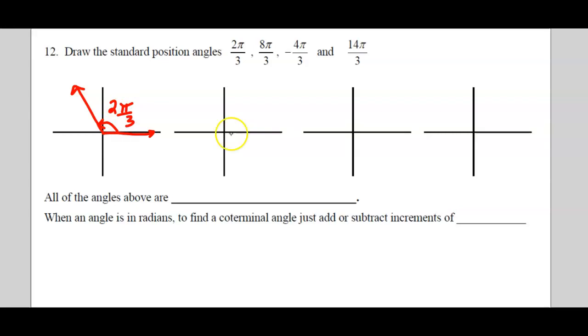Okay. Next one, think about 8 pi over 3. 8/3. Maybe even convert it to a mixed number. If you think about 2 pi with a denominator of 3, that's 6 pi over 3. This is 8 pi over 3. So going a complete rotation is 6 pi over 3, and we need 2 more pi over 3, which is what we just graphed. So it's going to have the same terminal arm.